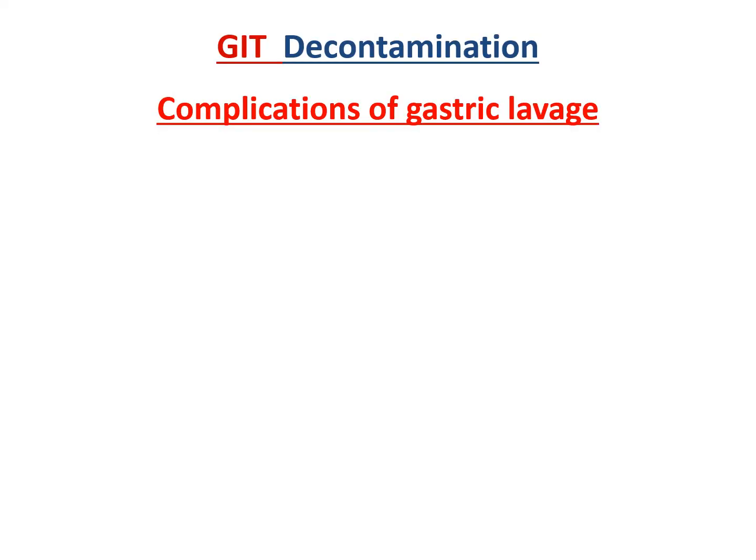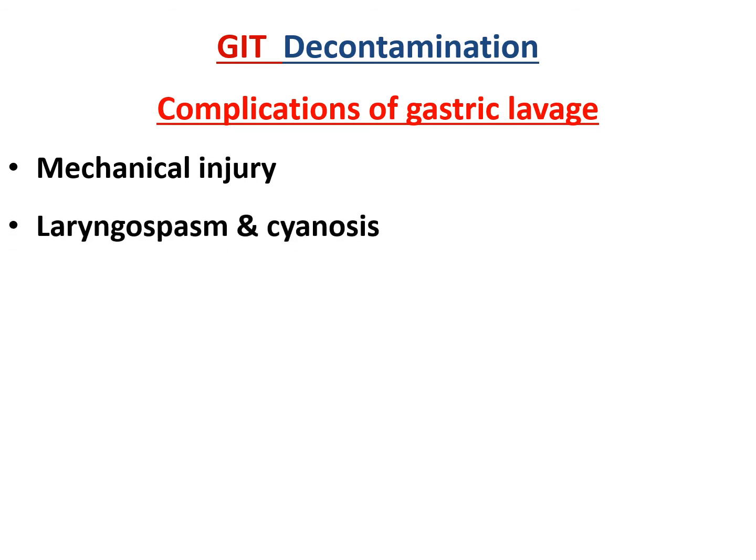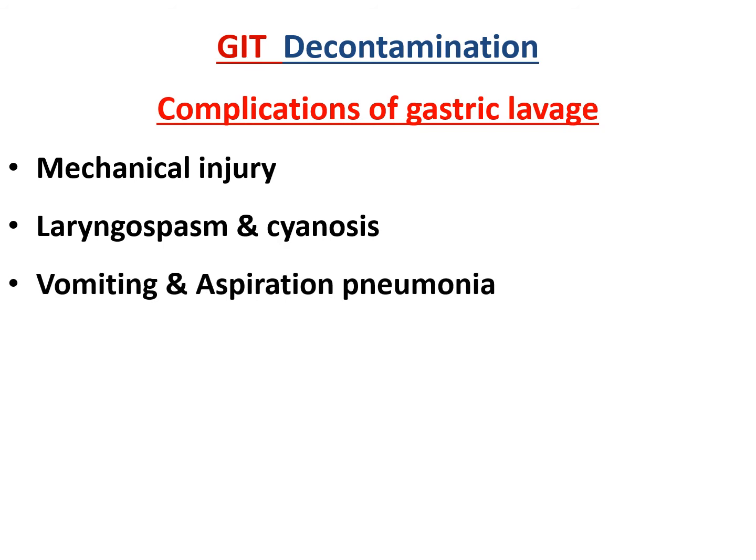Complications of gastric lavage include mechanical injury, whether to the nose, esophagus, or stomach, laryngospasm and cyanosis, irritation of the posterior wall of the pharynx and stimulation of the gag reflex, which may lead to vomiting and aspiration pneumonitis.